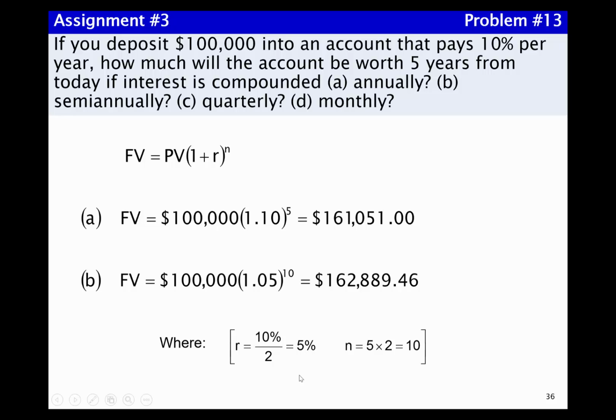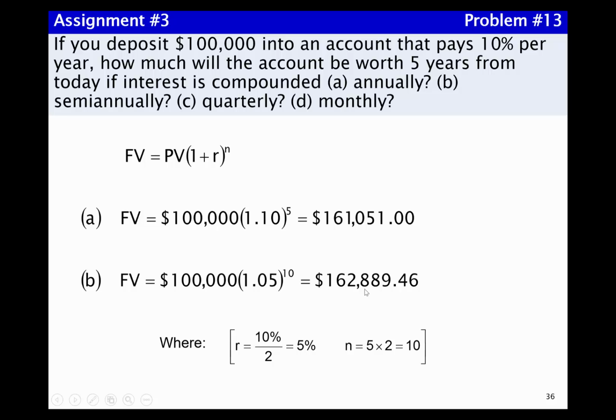Now in part B, interest is compounded semi-annually. So now what we need to do is adjust the interest rate. We need to think of a period being 6 months in length with semi-annual compounding. So the interest rate has got to be per 6 months. Well, how many 6-month periods are there in a year? There's 2 of them. So take the annual rate divided by 2 to get 5% per semi-annual period. Take the number of years times 2. We need the number of semi-annual periods. So we'll take 1.05 to the 10th.